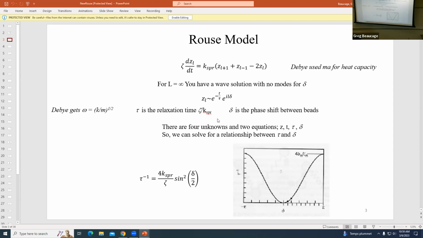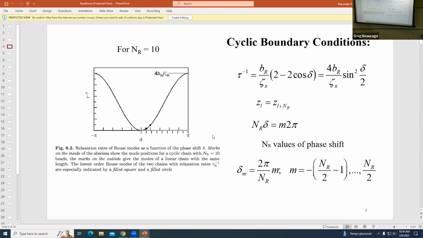You don't have an answer. Like, what's the answer for where the chain is? How is it moving, right? So in order to get an answer, you need another equation, right? So there's kind of two options that are common. One is to say the chain's a circle, right? So if it's a high enough molecular weight, it doesn't matter theoretically, conceptually, if it's a circle or if it's a straight line.